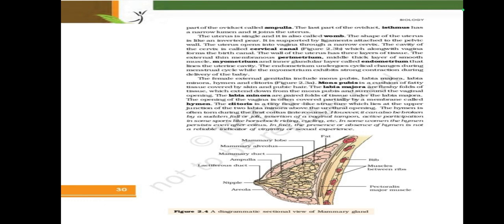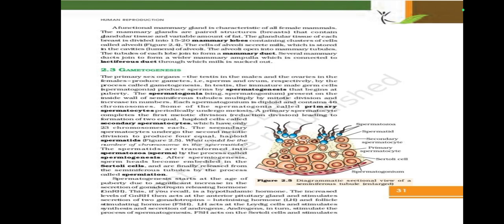virginity or sexual experience. A functional mammary gland is a characteristic of all female mammals. The mammary glands are paired structures, breasts, that contain glandular tissues and variable amounts of fat. The glandular tissue of each breast is divided into 15 to 20 mammary lobes containing clusters of cells called alveoli. Figure 2.4. The cells of alveoli secrete milk which is stored in the cavities, lumens, of alveoli.